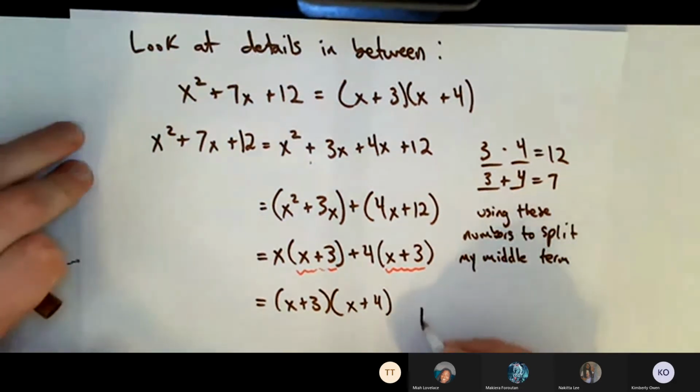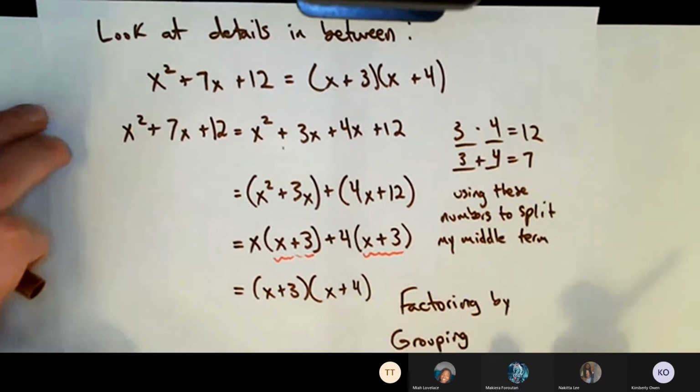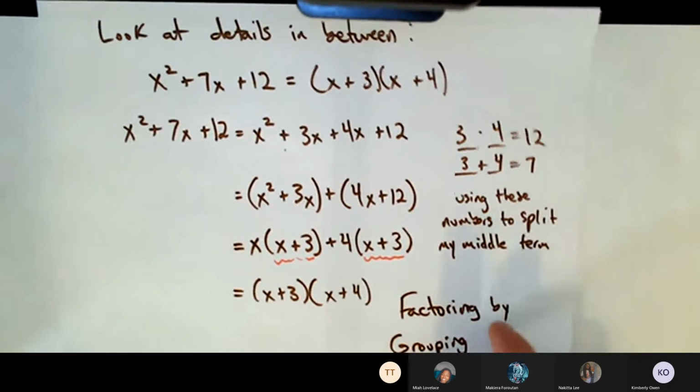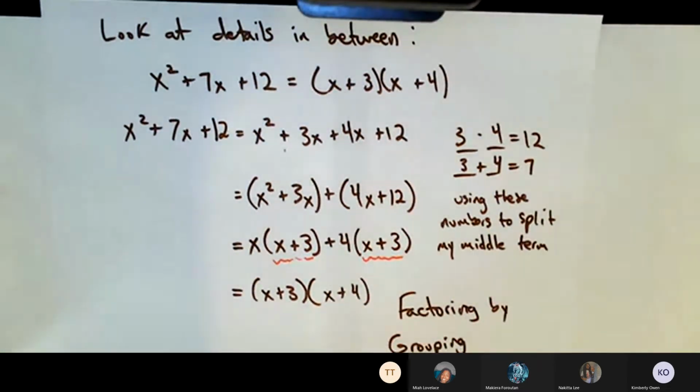This is called factoring by grouping, is the name of this method. So if you're ever trying to remember what we were doing, because we will deal with this a lot, factoring by grouping is going to be something we use a lot. If you ever need a refresher on what the heck was going on here, it's called factoring by grouping.